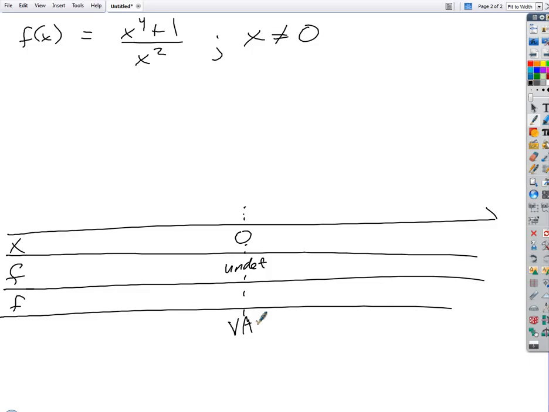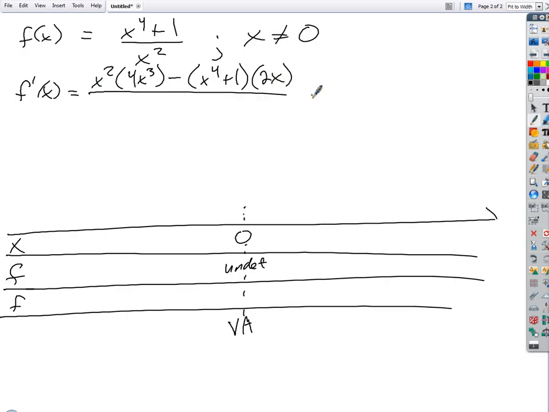Now we differentiate. Let's just go ahead and use the quotient rule. So what are we going to get using the quotient rule? X squared times 3x to the third, 4x cubed, minus the quantity x to the 4 plus 1. We agree, top times derivative of the bottom, all over x squared squared, which is x to the 4th.